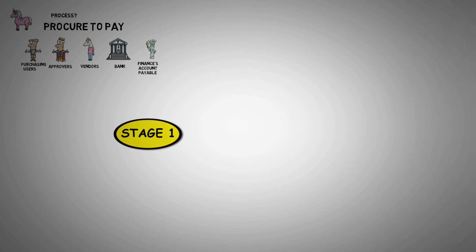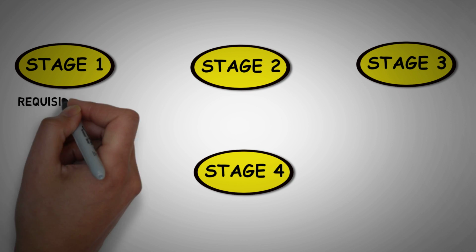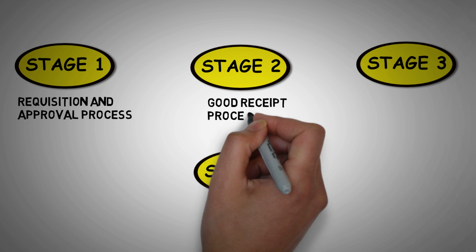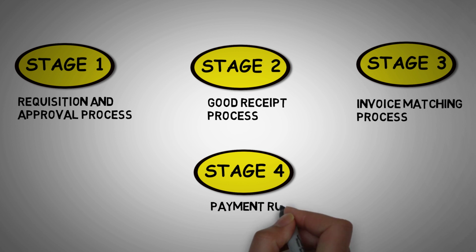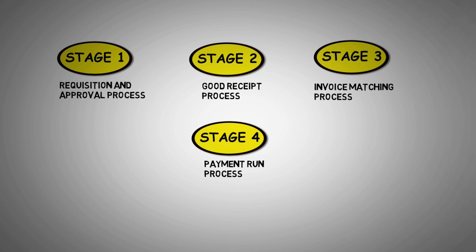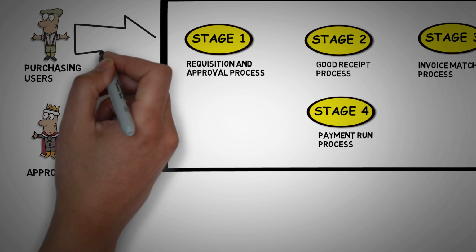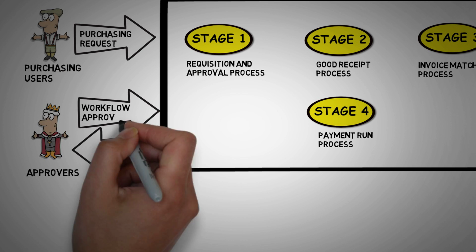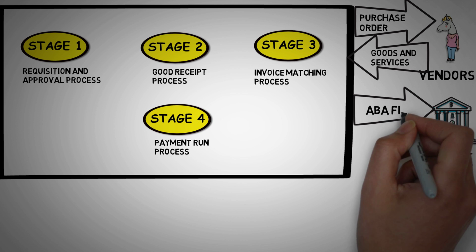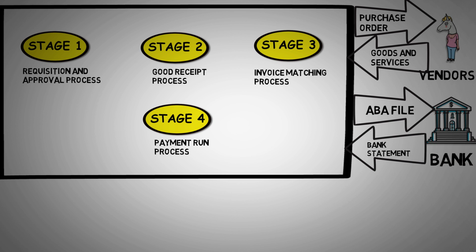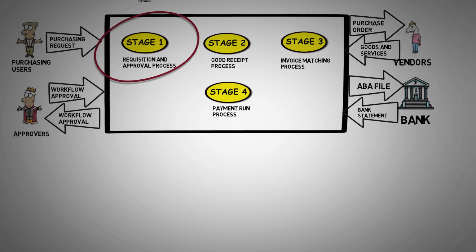4 stages of events occurring in the complete process. Stage 1 is requisition and approval process. Stage 2 is good receipt process. Stage 3 is invoice matching process. Stage 4 is payment run process. Input and output related to these stages are purchasing request, workflow approval, purchase order, goods and services, ABA file, bank statement. In this video, we will start with stage 1, requisition and approval process.